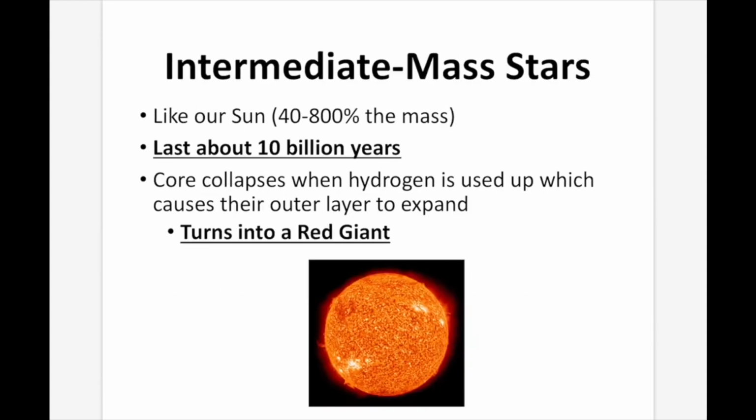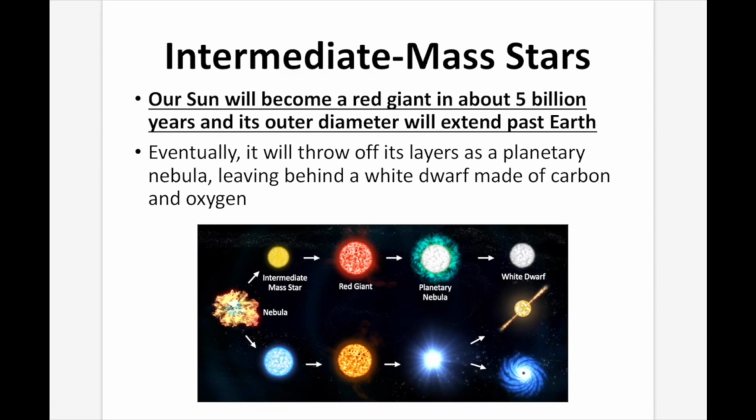Intermediate mass stars. Intermediate mass stars are like our sun, so they're about 40 to 800% of the mass of our sun. So about half, if you will, a little bit less than half, to about 8 times as large as our sun. They last for about 10 billion years. So you can see as we get to an intermediate sized star, we're going to use our fuel faster. When the hydrogen is used up, the core collapses, which causes the outer layer to expand, and that's going to turn this star into a red giant. It's going to get much, much bigger. So you can see the process.